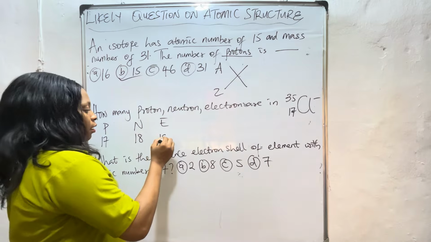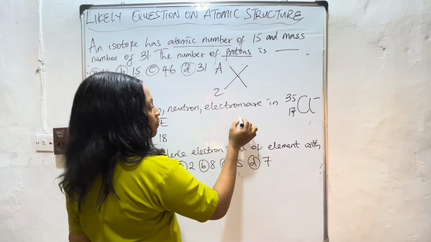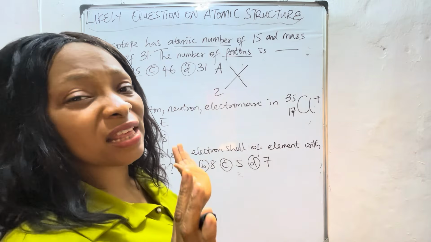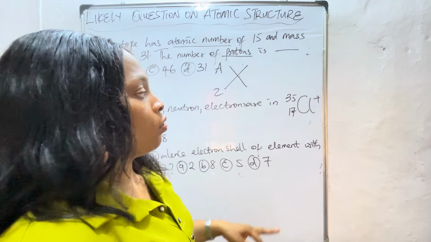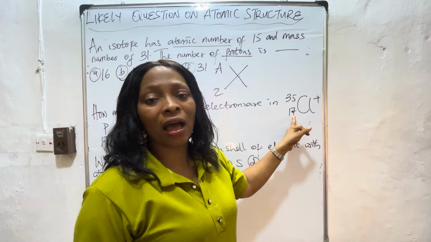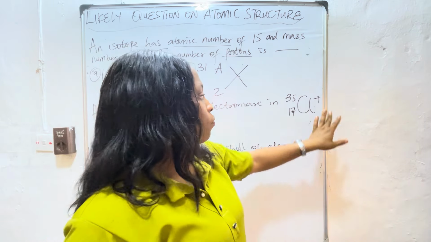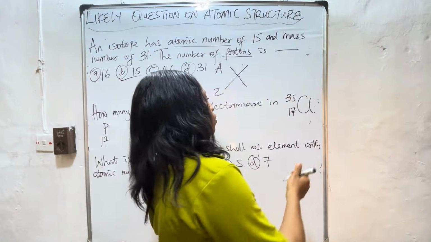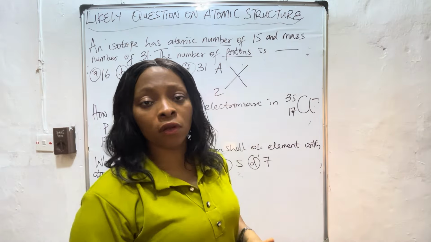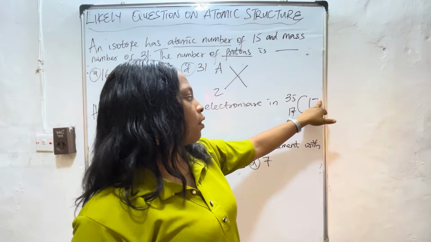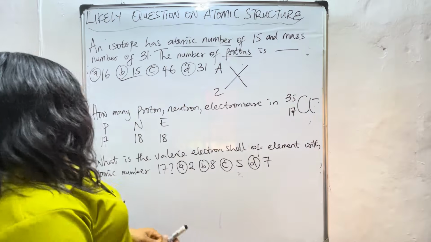18. Now, if it was plus, that means plus means what? It gave out. So you ask yourself, if it gave out 1 out of 17, how many will remain? 16. Is that taken? But the question says minus. So minus here means that it did what? It received. So if it received 1, in addition to 17, how many will it be? 18 electrons.